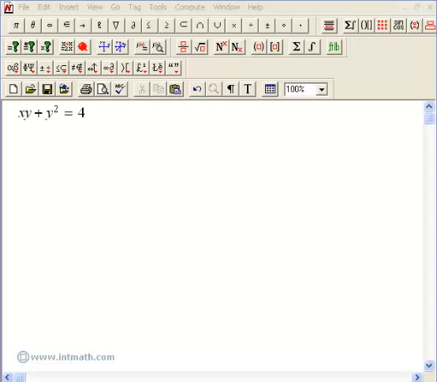This is an implicit function. We don't have y expressed as some function of x. We've got x's and y's all mixed up. So, to differentiate this, we're just going to do it term by term.